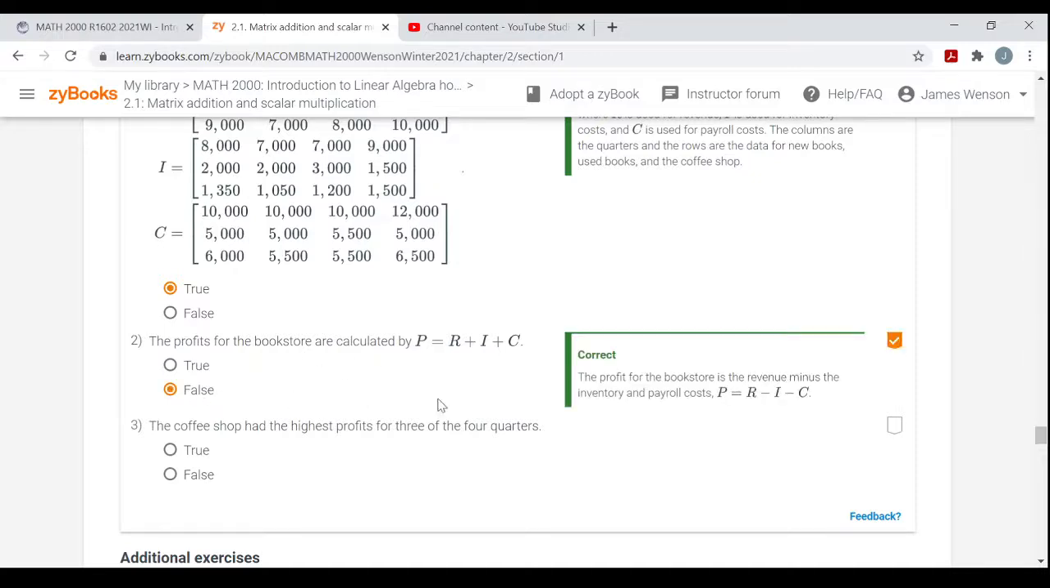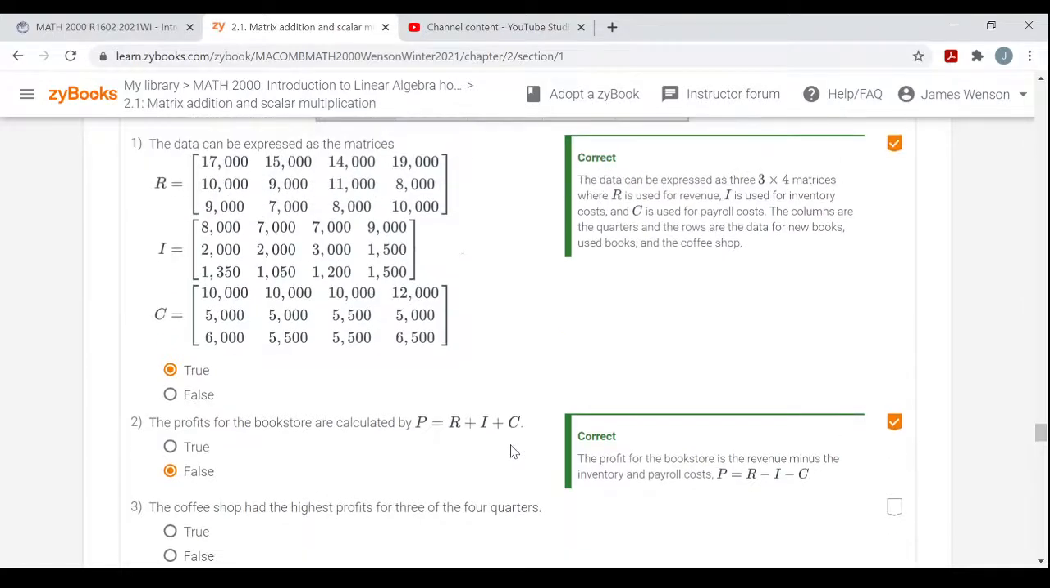Right? And they show here it should be revenue minus inventory costs minus payroll costs, right? You subtract the cost. And then the coffee shop had the highest profits for three of the four quarters. All right, so in this one you would actually have to do R minus I minus C and see which one has.